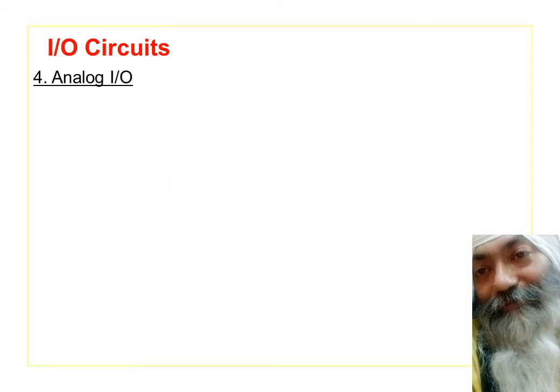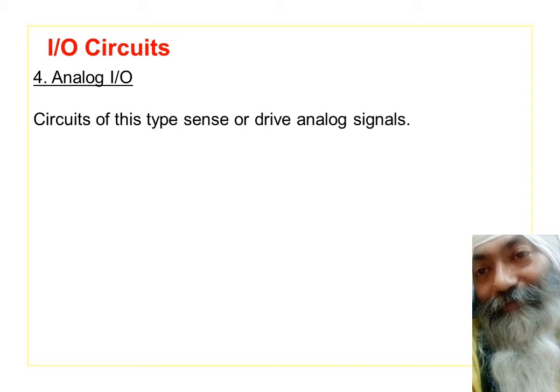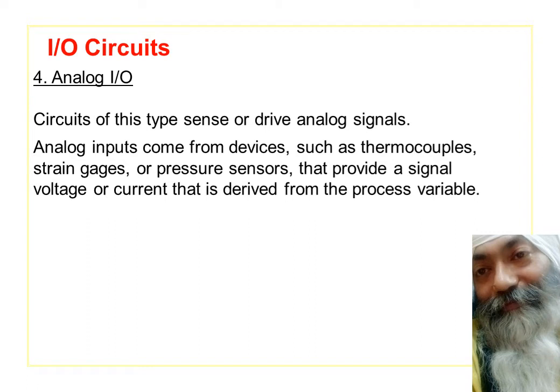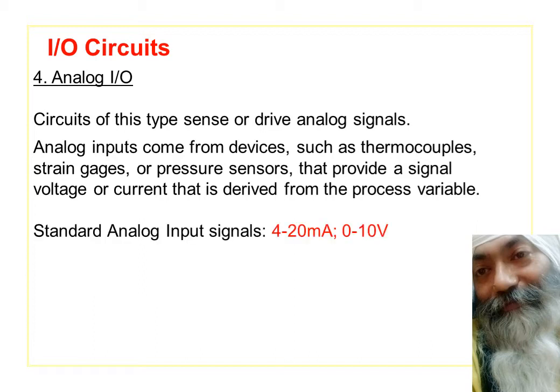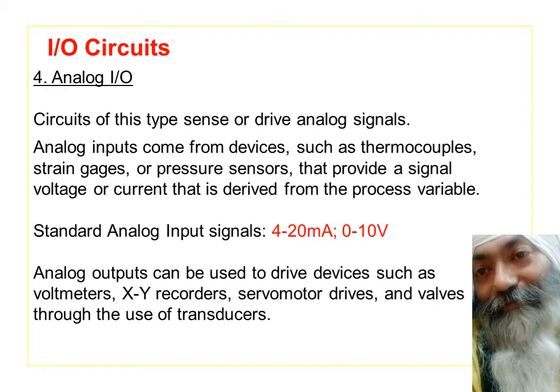So what we see is that we have analog inputs and outputs, and we have circuits which sense or drive the analog signals. The analog signals can come from thermocouples, or strain gauges, or any other sensors like pressure sensors and so on. Again, they can be in the form of voltage or in the form of current. The standard notation which is used is 4 to 20 milliampere for current and normally 0 to 10 volt for the voltage signals.